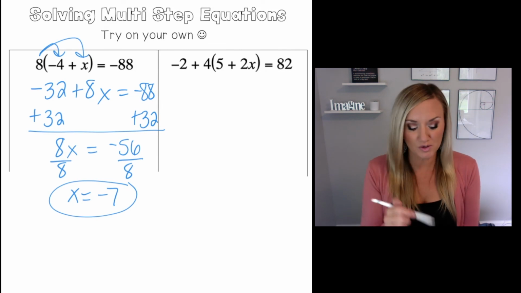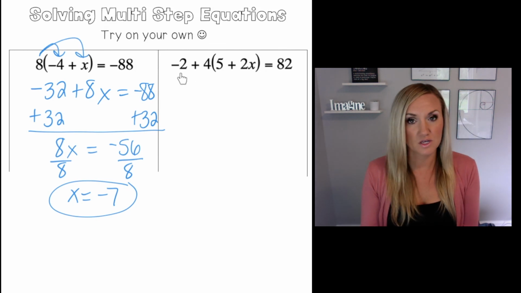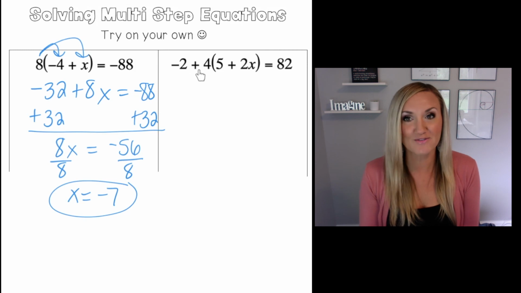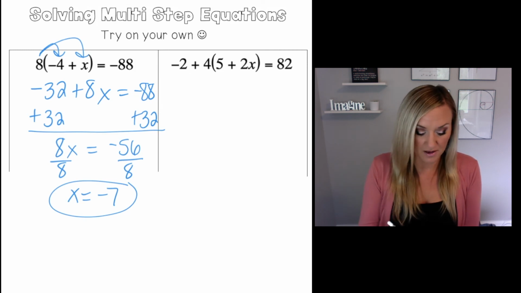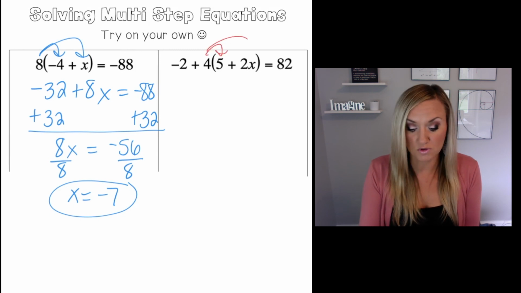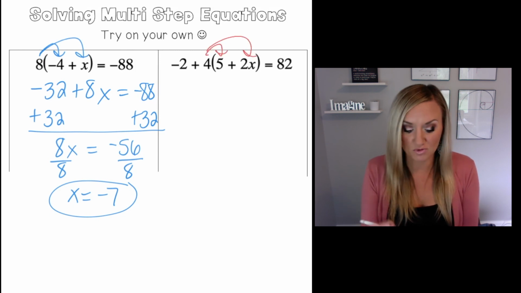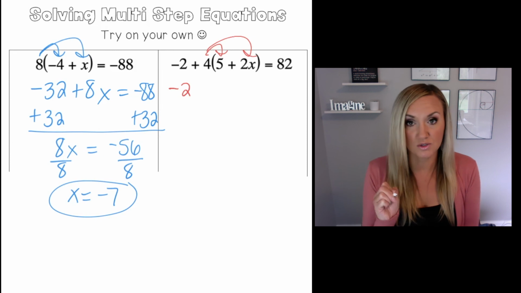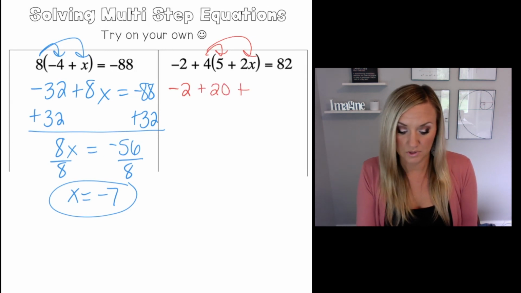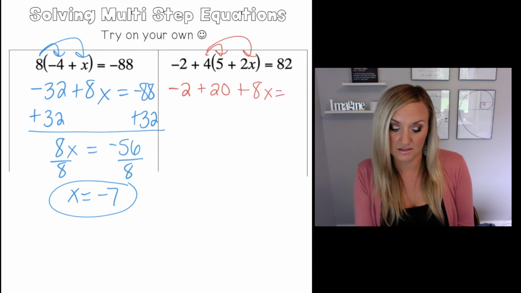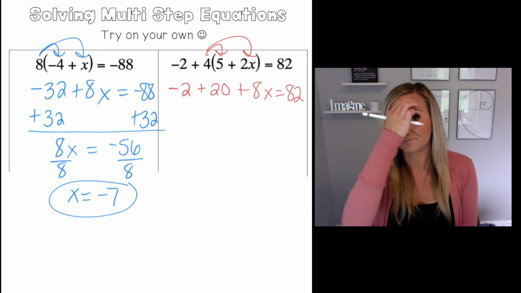Did you do this? Did you do -2 plus 4? I hope you didn't. And if you did, that's okay, fix it. But we are going to distribute the 4. I'm going to bring down the negative 2, and then it becomes a positive 20 plus 4 times 2 is 8x equals 82.